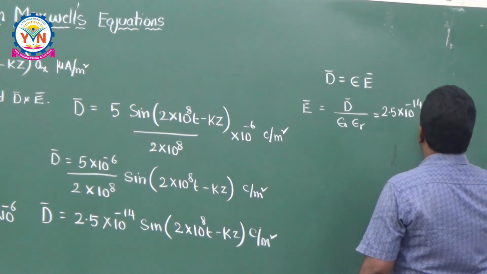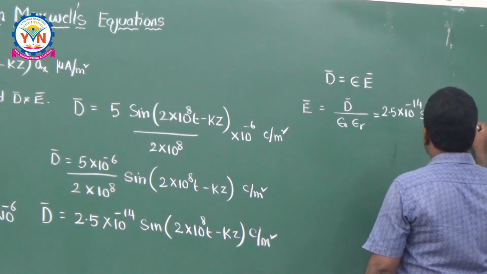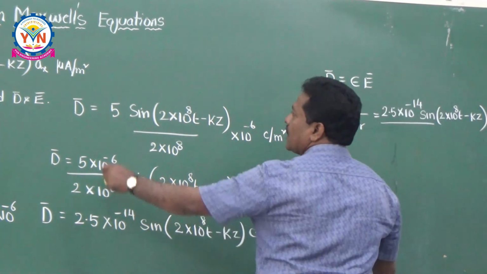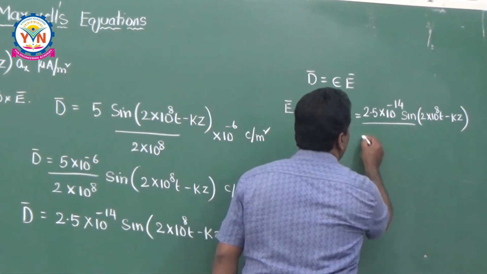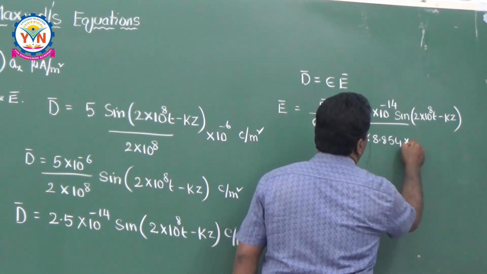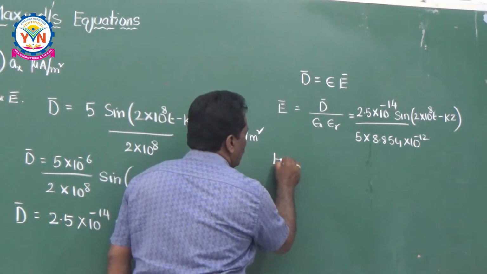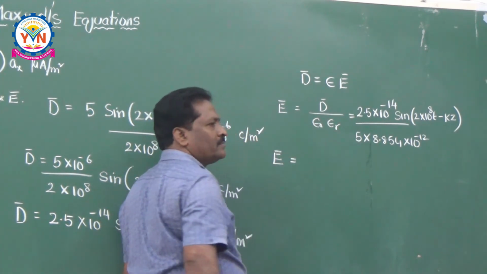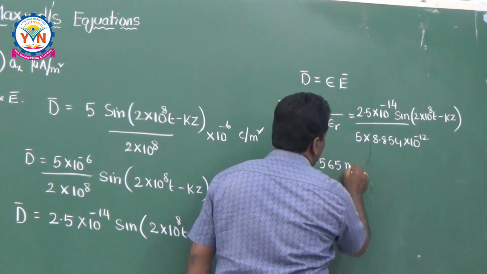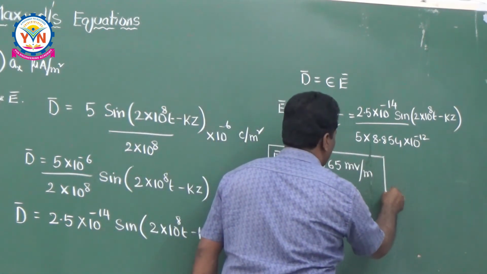sine of (2 into 10 power 8 t minus kz) divided by 5 times epsilon naught. Epsilon is equal to 5 times epsilon naught, which is 5 into 8.854 into 10 to the power of minus 12. So you simplify this, you are going to get your E bar equal to 0.565 millivolts per meter. So this is the way of calculating the electric field intensity.